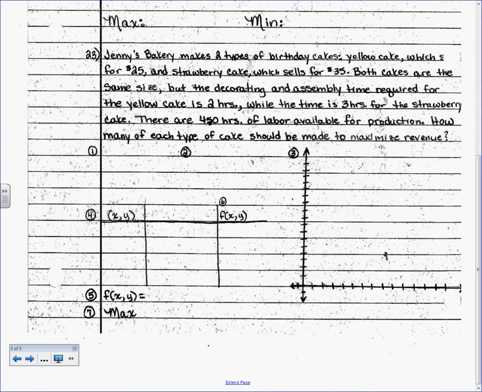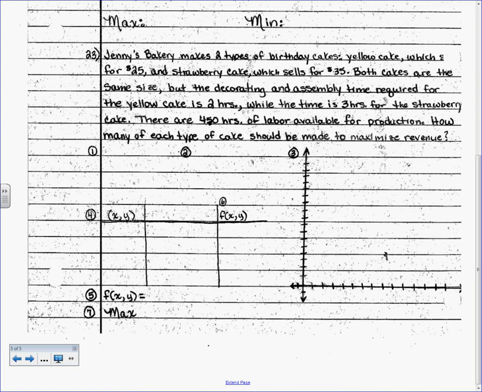Let's read it. Jenny's Bakery makes two types of birthday cakes. Yellow cake, which sells for $25, and strawberry cake, which sells for $35. Both cakes are the same size, but the decorating and assembly time required for the yellow cake is 2 hours, while the time is 3 hours for the strawberry cake. There are 450 hours of labor available for production. How many of each type of cake should be made to maximize revenue?